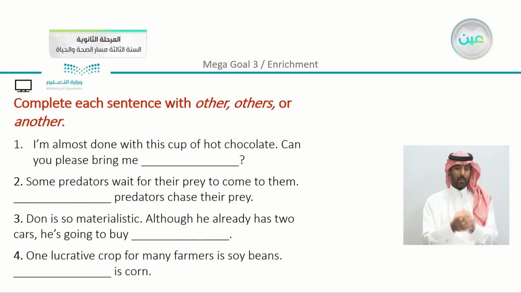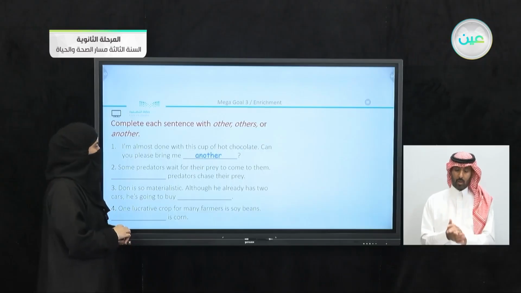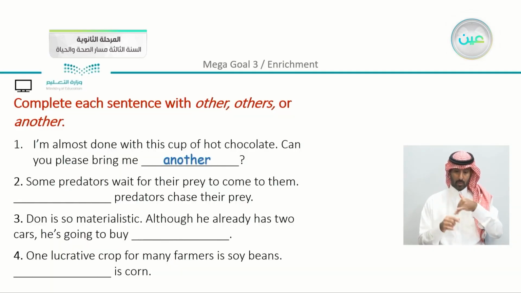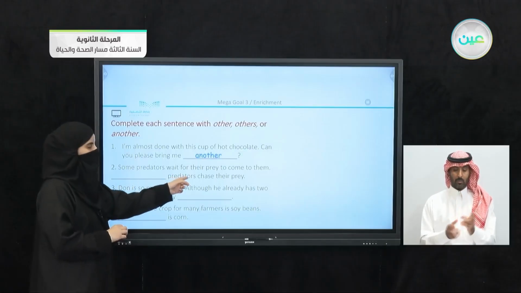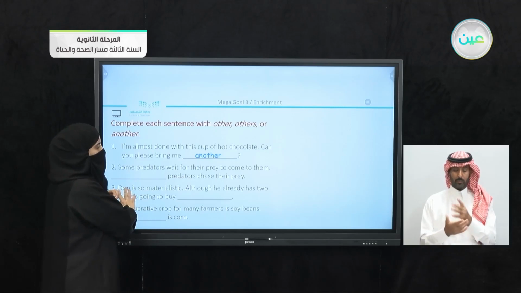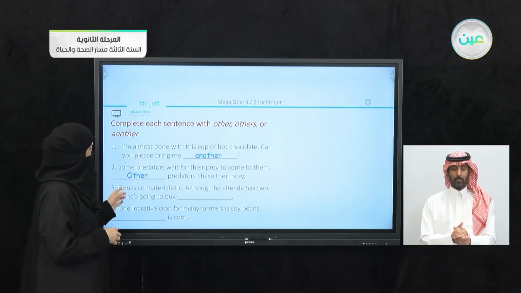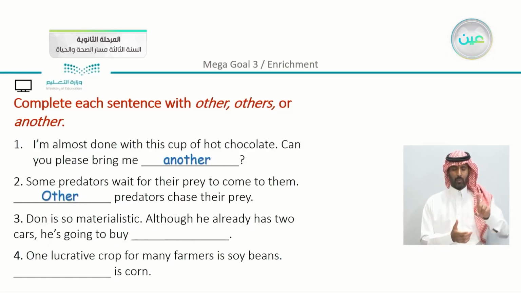So we have: I'm almost done with this cup of hot chocolate. Can you please bring me, blank? You want another. Next: Some predators wait for their prey to come to them. Blank predators chase their prey. Here the hint is in predators, which is plural. So we know that if there is a plural, we are going to choose other predators. Don is so materialistic. Although he already has 2 cars, he's going to buy another. He already has 2 and he's going to buy another.